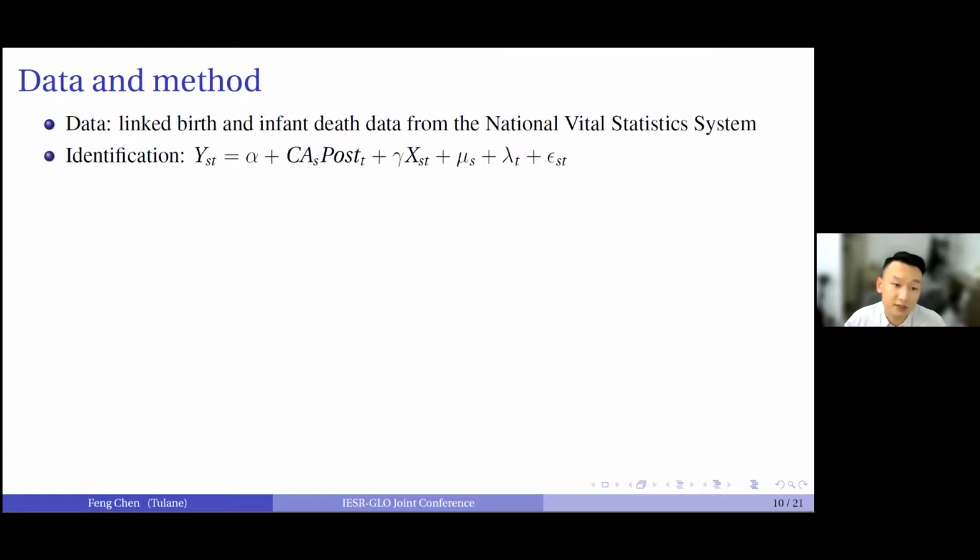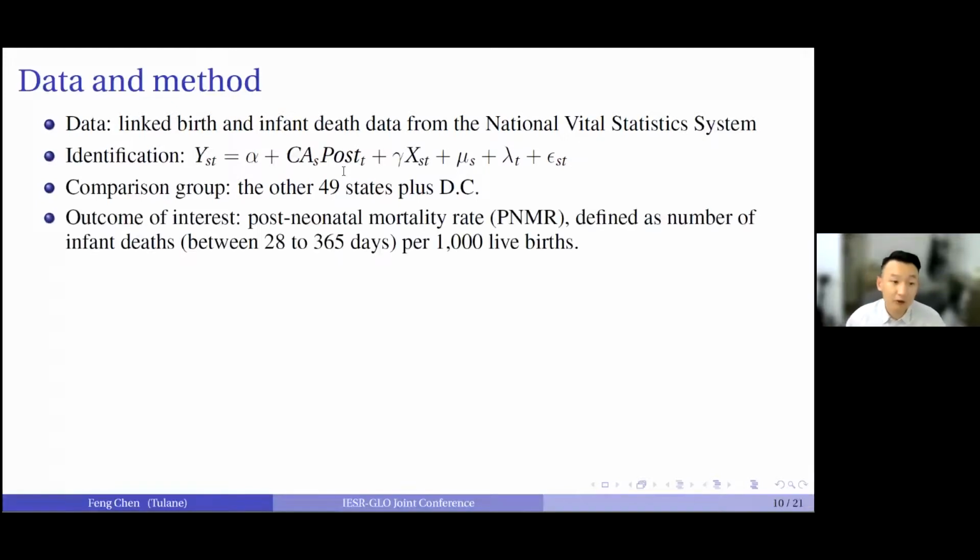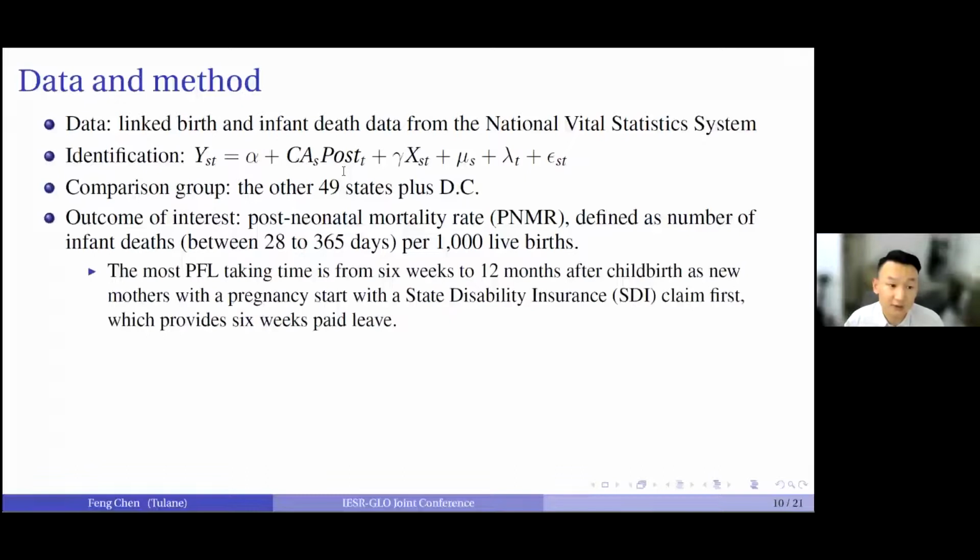The identification is the difference-in-differences design. The treated state is California, and the comparison group is the other 49 states plus DC. The post-period is the period after this policy is effective. The outcome of interest is the post-neonatal mortality rate, which is defined as the number of infant deaths between 28 days and 1 year per 1,000 births. The reason for interest in this outcome is that most of the PFL taking time is from 6 weeks to 12 months after childbirth.